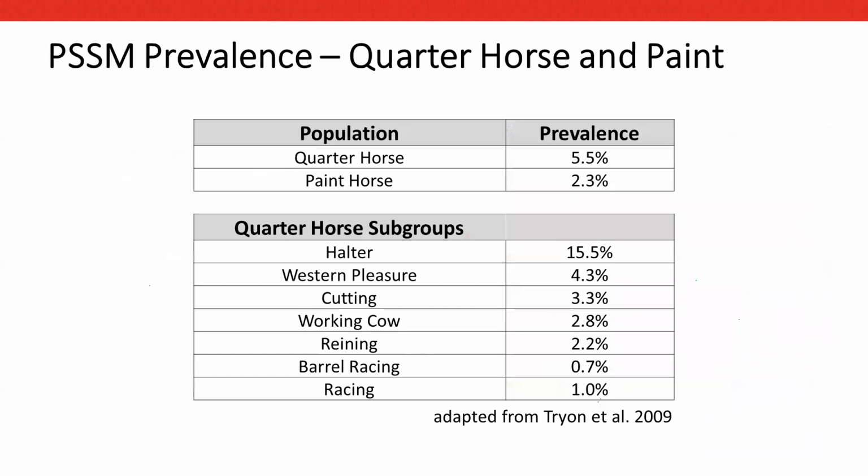Within the quarter horse breed and paint horses, it's actually more frequent than HYPP. I think it's lesser known, but it happens to be more frequent. In this instance, it also is found more commonly in halter horses. And if you think about it, they're not subjected to the same performance pressure as the other groups. So this mutation probably doesn't impact their performance as much. But it's also found across the working cow horse types and a little bit in the racing and barrel racing horses.